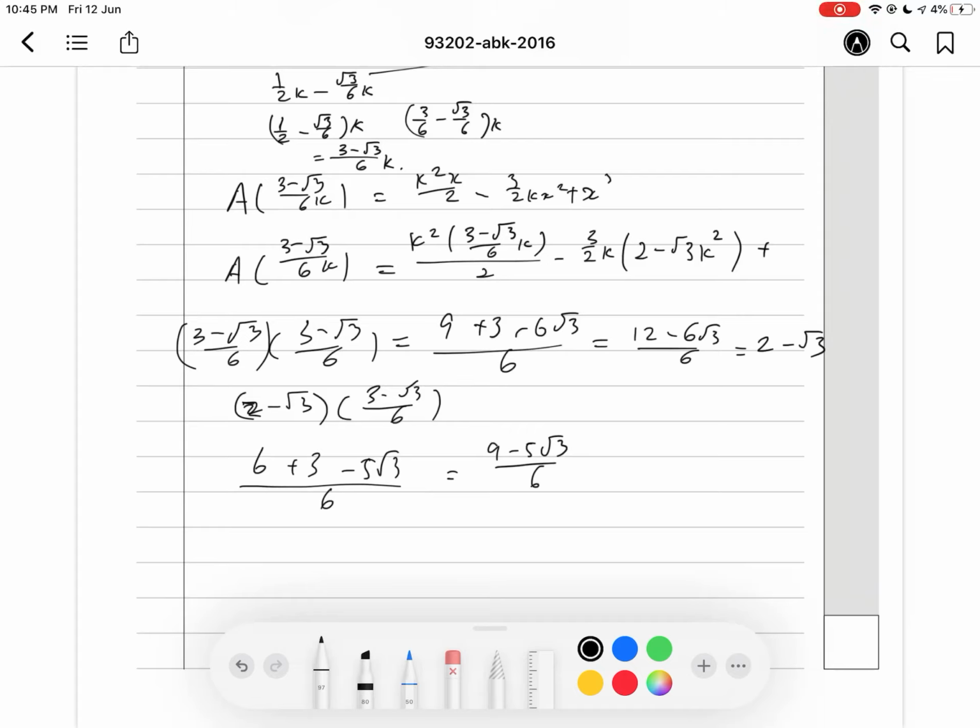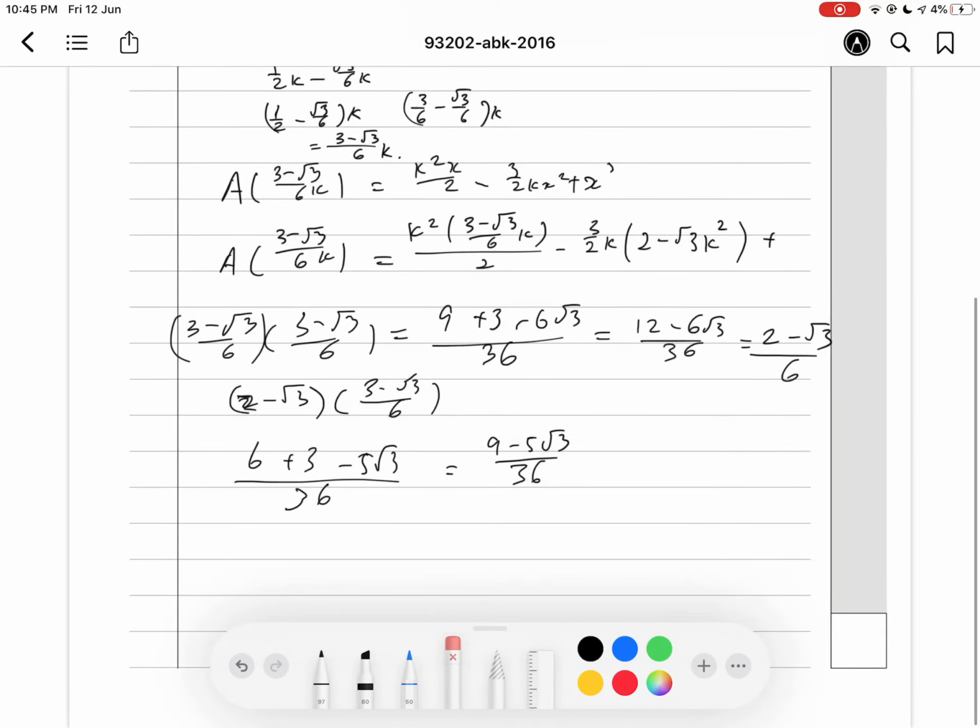Hold up. Oh, sorry, yes, I did forget. So this is actually 6 times 6, which is 36. I forgot to multiply the denominator, so that becomes 36. Apologies. So that equals 9 minus 5 root 3 over 36. Therefore, this is 9 minus 5 root 3 over 36.